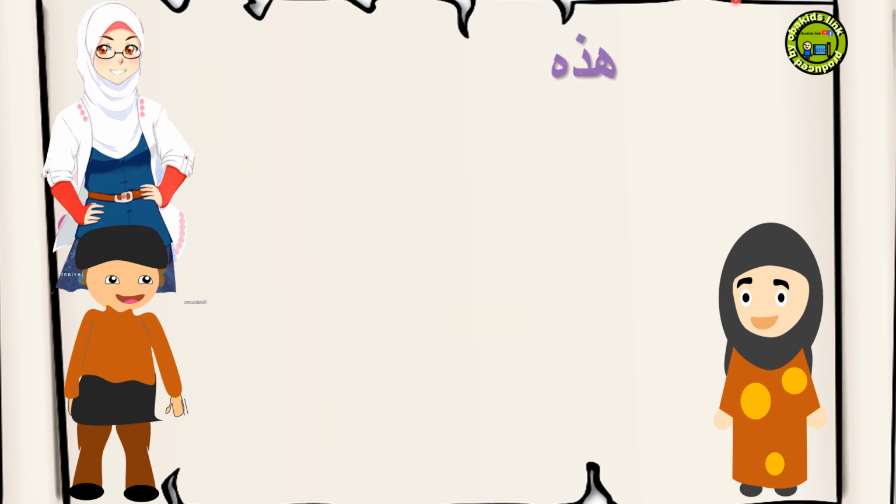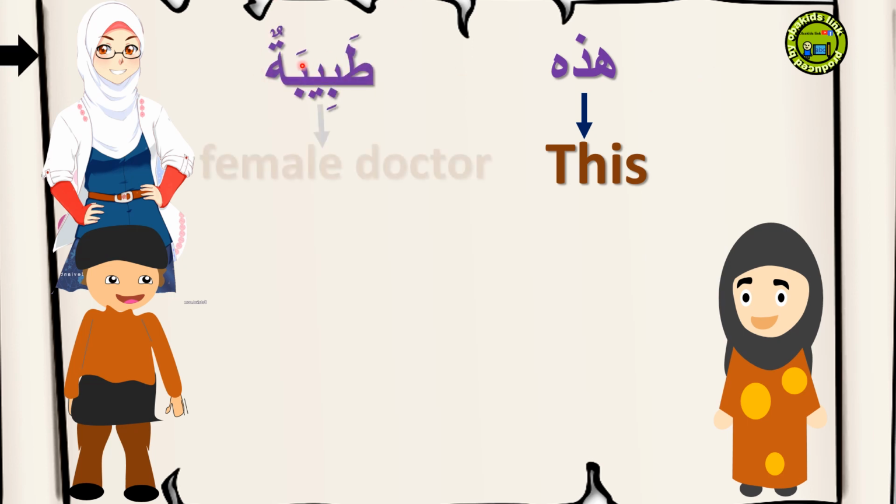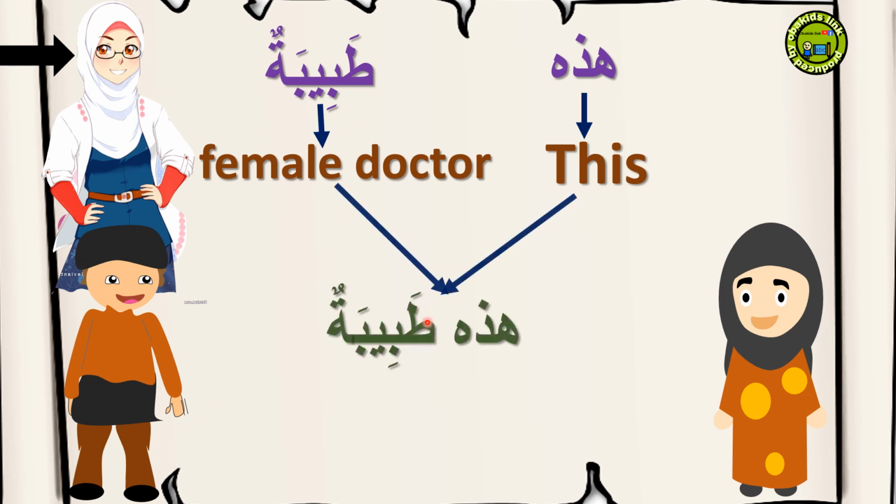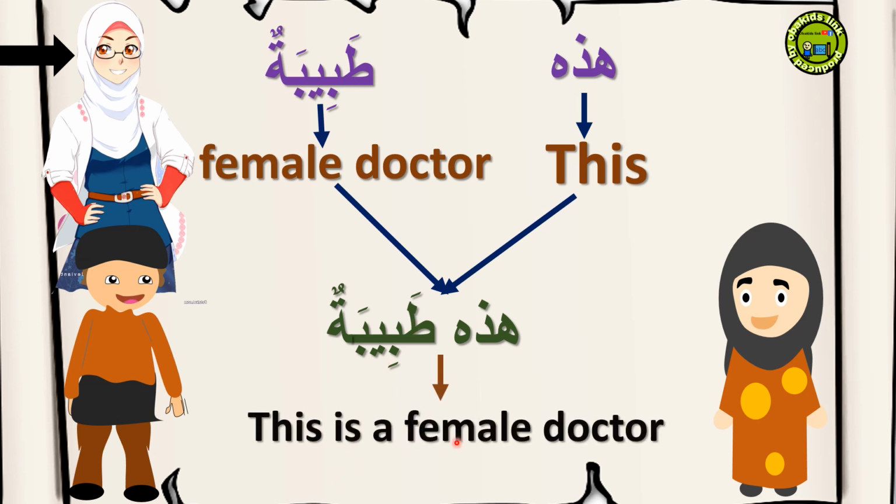This is hazihi. Hazihi means this. This is tabibatun. Tabibatun means a female doctor. Now if we combine hazihi and tabibatun together, it becomes hazihi tabibatun. Say after me. Hazihi tabibatun. Which means this is a female doctor.